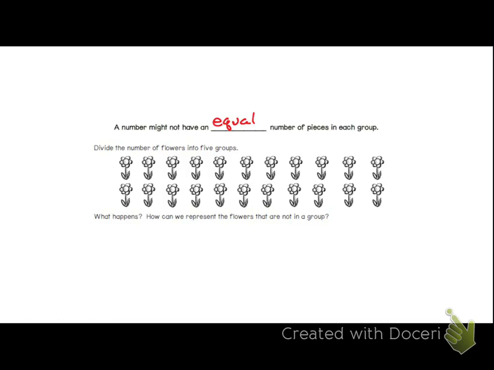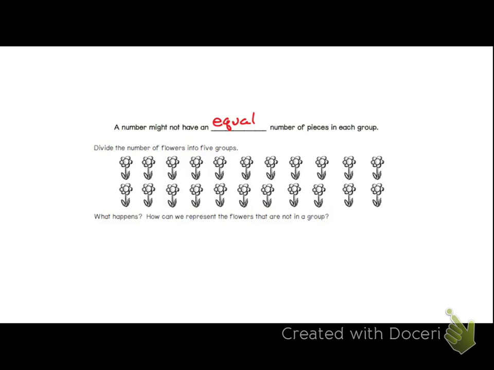It says divide the number of flowers into 5 groups. Well, if I look real quick here, 1, 2, 3, 4, 5, 6, 7, 8, 9, 10, 11, 12, 13, 14, 15, 16, 17, 18, 19, 20, 21. I have 22 of these flowers. Alright, if I'm dividing 22 by 5, can I get a whole number?